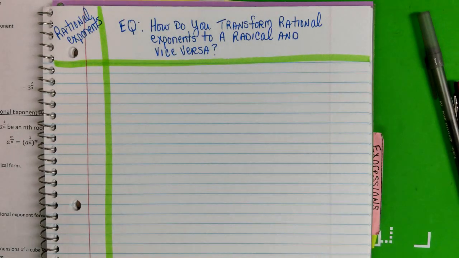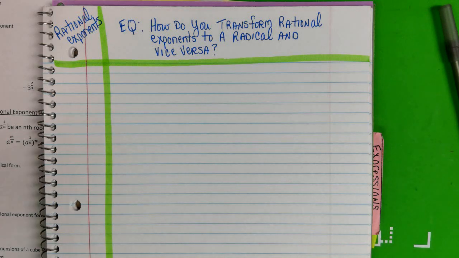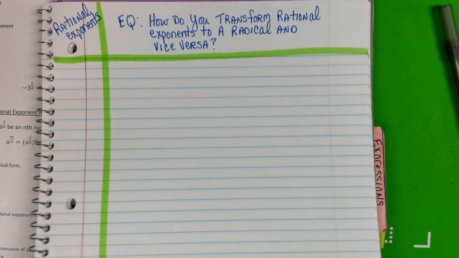In this lesson, we're going to look at rational exponents. Your essential question says, how do you transform rational exponents to a radical and vice versa, meaning a radical to a rational exponent. Please make sure your notebook is set up.